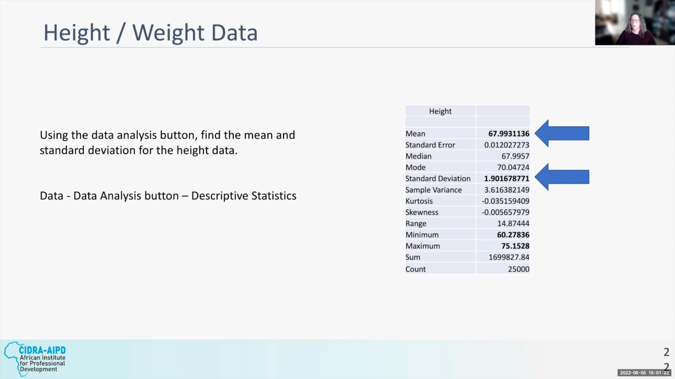The next thing I want you to do is try out that data analysis button that we downloaded at the very, very beginning of this unit. So I want you to go ahead and find that button that we created, the data analysis button, and you're going to go to data analysis button, descriptive statistics. That is going to be where you can find your mean and your standard deviation. And then the other interesting things that you might see there are the minimum and maximum values, and that'll tell you the range of your data.